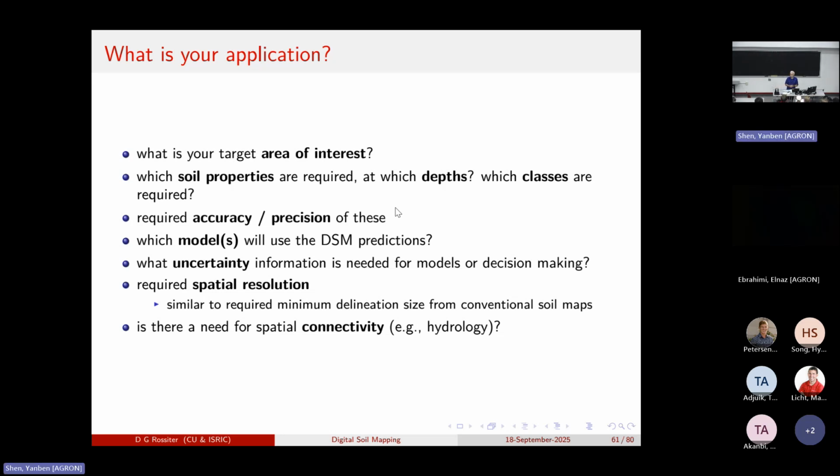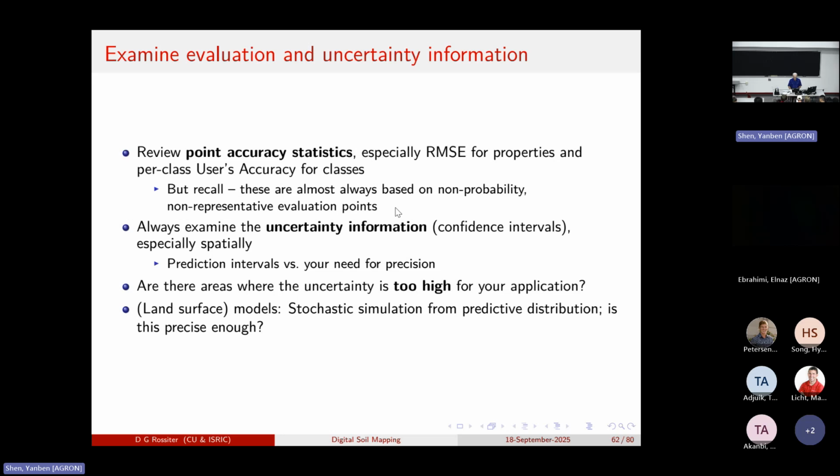If you're doing something that's going to be modeling nitrate flow to a stream for regulatory purposes with strict limits, then you're going to want quite accurate hydrologic properties. What uncertainty will you need? What resolution do you need? And do you need connectivity? Make sure you review the point accuracy statistics. Even though I said they're not representative points, it still gives you some idea of how well they predict back to what they were modeling. Are there areas where the uncertainty is too high for your application?